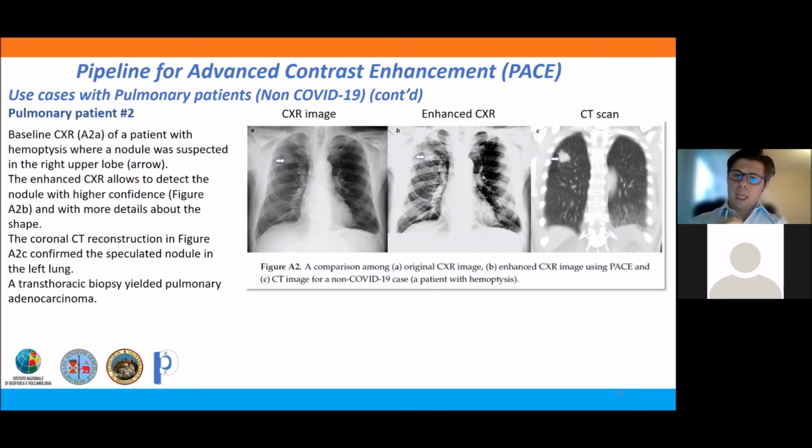And it was also able not just to better identify the details about this nodule in the right upper lobe, but it was also possible to identify the extension of this area. And this area was consistent with the CT scan that has been performed on the same patient. So the CT scan confirmed the suspected nodule in the lung. The interesting part is that this patient has been subjected to a biopsy, and this nodule was diagnosed as pulmonary adenocarcinoma.